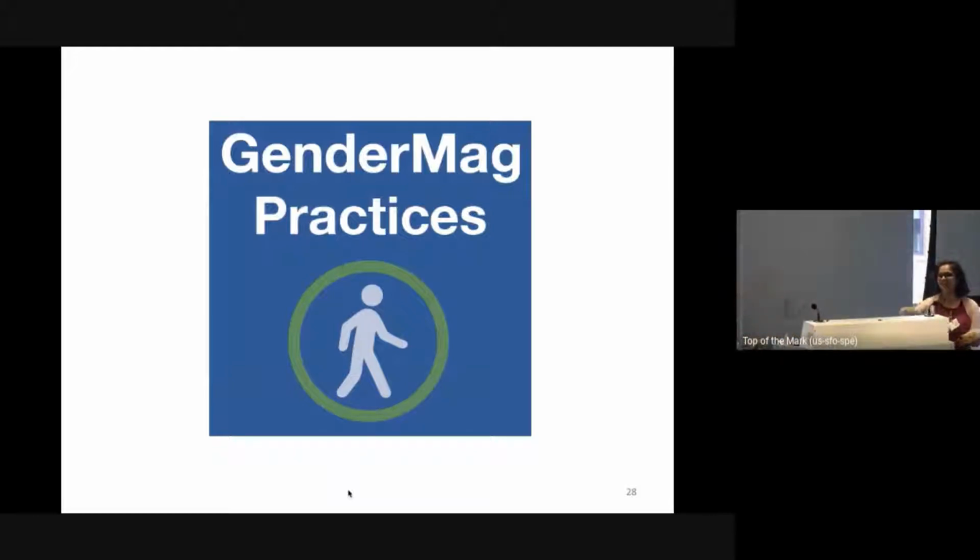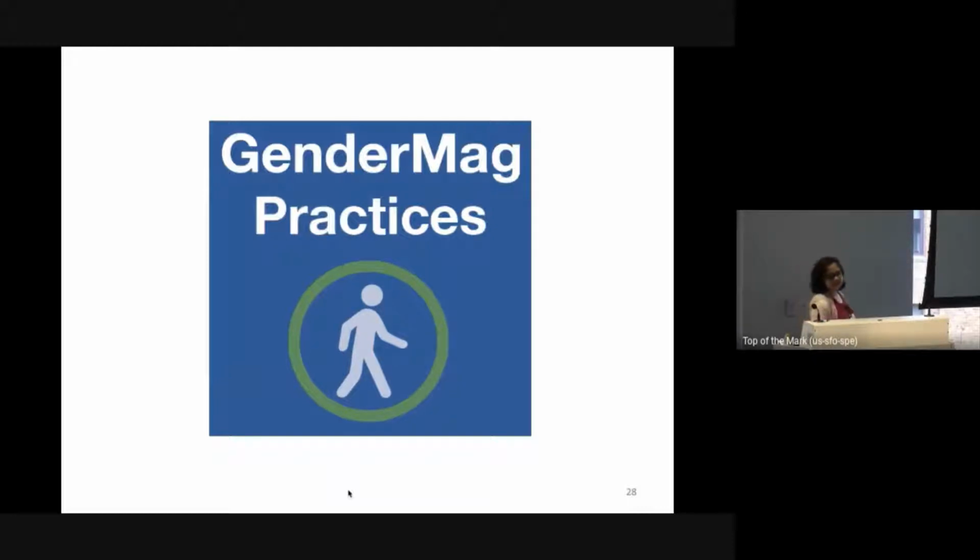Okay, we have been collecting, because we have been looking at a lot of teams by now, commercial, industry, open source, and we have been looking at how these teams are actually using GenderMag. So we have been collecting GenderMag practices. We have a set of 12. We have flyers that we have passed around.